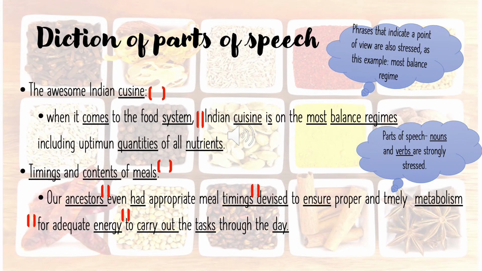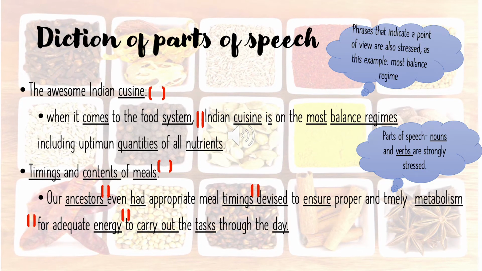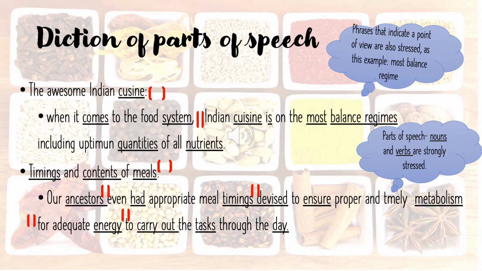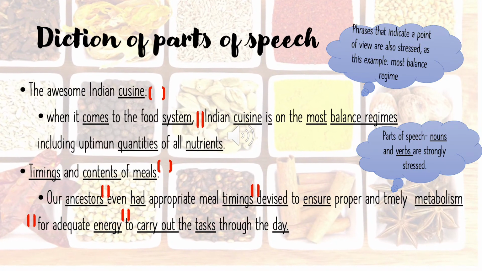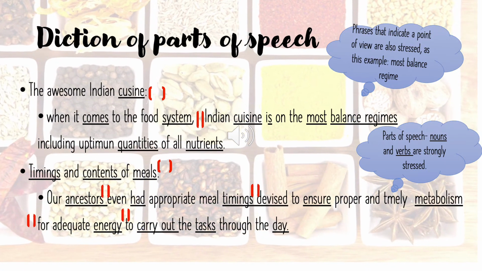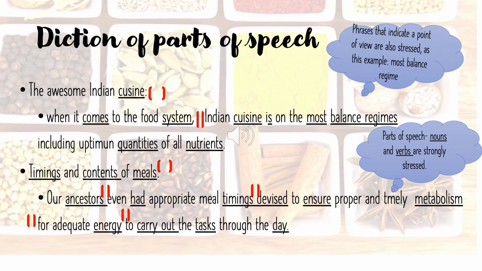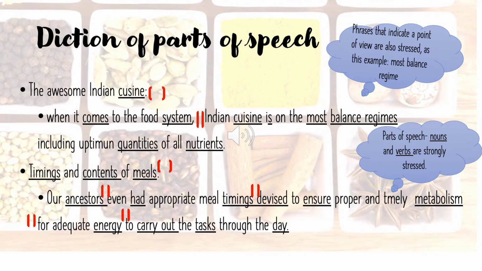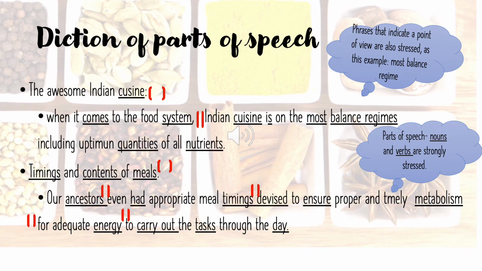One more tip. When you give your point of view, when you evaluate something, then you have to stress the whole phrase, as in this example. Indian cuisine is one of the most balanced regimes. Most balanced regimes. According to the speaker, the Indian cuisine belongs to these most balanced regimes. Okay, here I'm giving a point of view. Okay, let's continue.